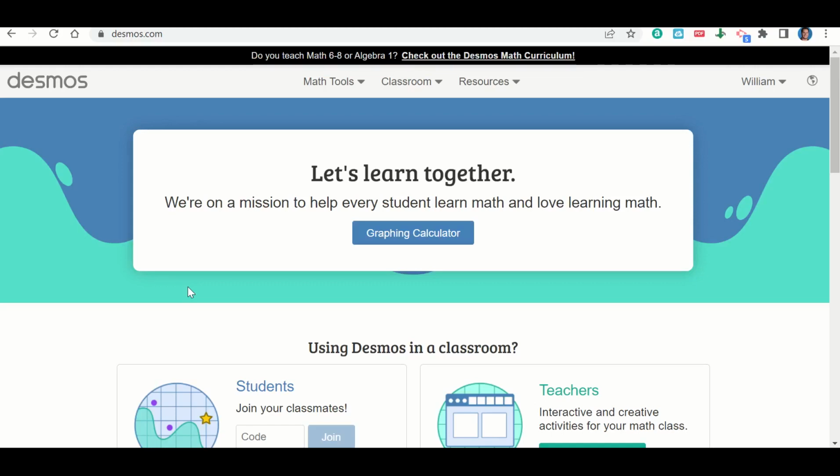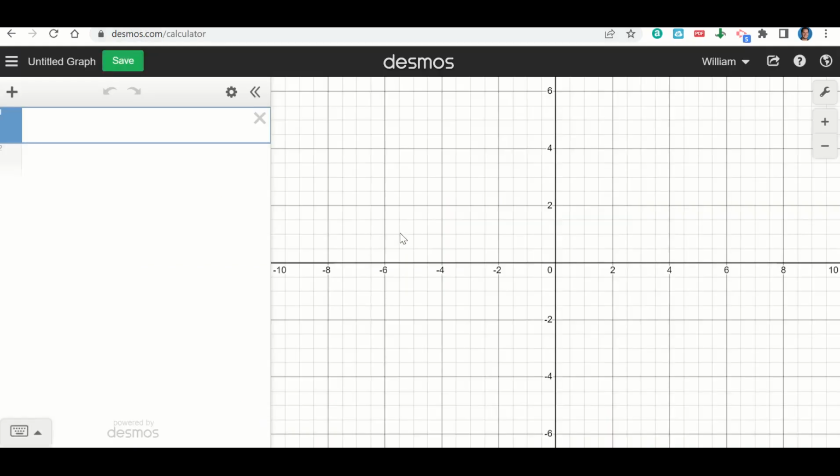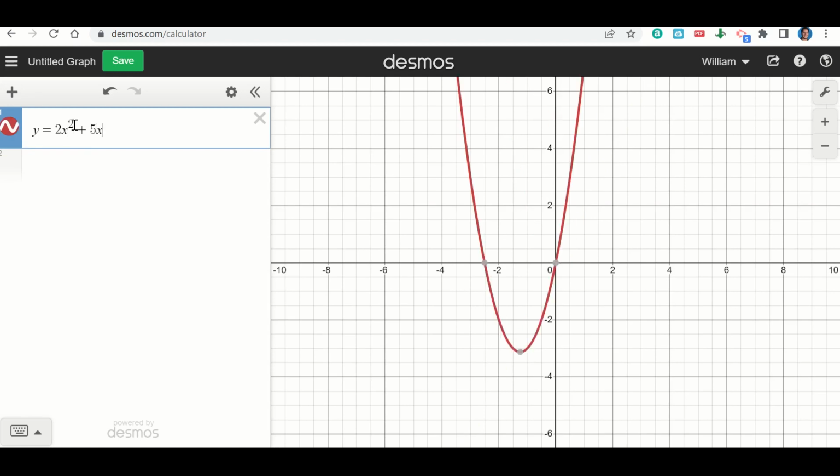Let's talk now about how we can use Desmos to check the roots of a quadratic equation. First of all, I'm going to go to desmos.com, and then I'm going to go to where it says graphing calculator. It should take you to a page that looks like this, where it'll have the graph on this side. We just need to enter the equation over here on the left. So let's go ahead and do that. Let's say it's y equals 2x squared plus 5x minus 2.